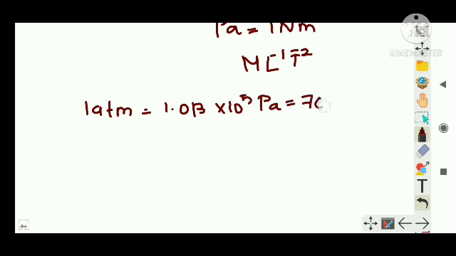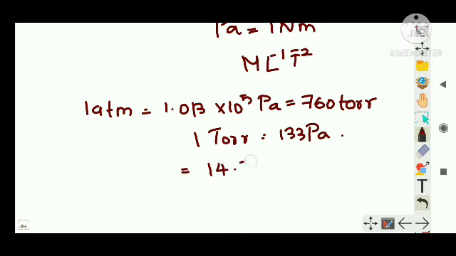There is another unit, you can call it torr, 760 torr. 1 torr is equal to 133 Pascal. Or there is another unit, pound per square inch, that is 14.7. That is this one, not this one. 1 torr is equal to this much Pascal, and 1 atmospheric pressure is equal to 14.7 psi, that is pound per square inch. This and all are units of pressure itself. Good to know things, guys. Clear?